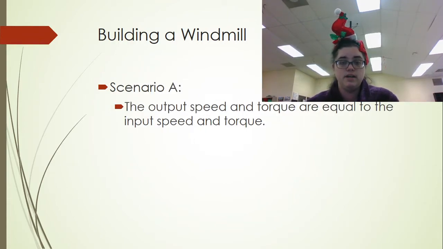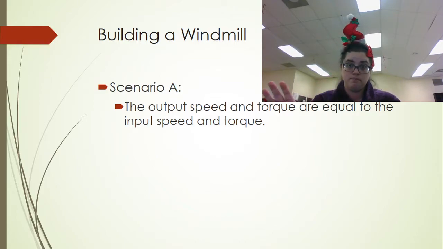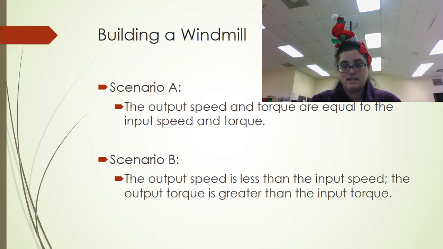So first scenario, you want the output and input to be the same, speed and torque the same. Knowing what you know about mechanisms, how are you going to make that possible? And then in scenario B, you want to have the output speed less than the input speed, so you want it to slow down, and you want the output torque to be greater than input torque, so get stronger. And that's that presentation.